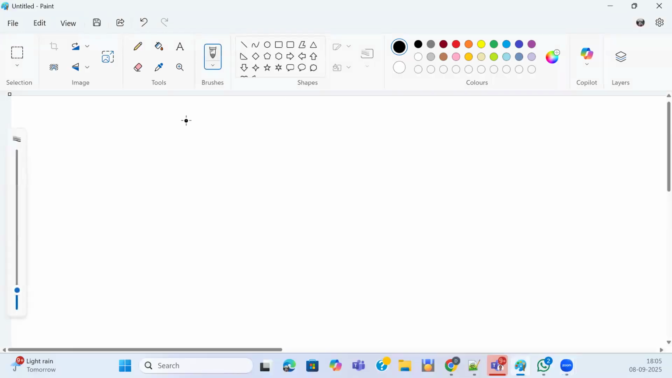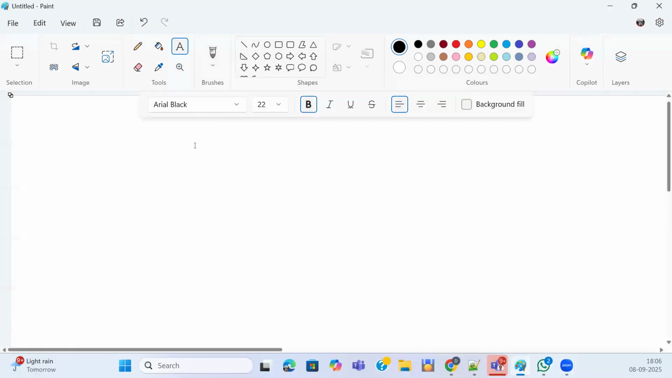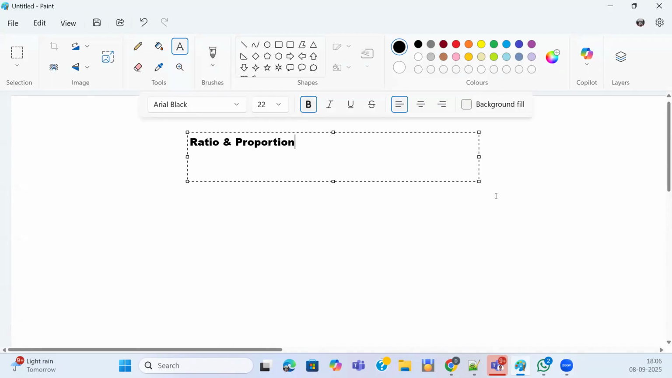So today we are going to talk about the topic called ratio and proportion. That's the topic name, which is there for sixth class as well as seventh class, eighth class also you will have. So note down, the topic name is ratio and proportion.